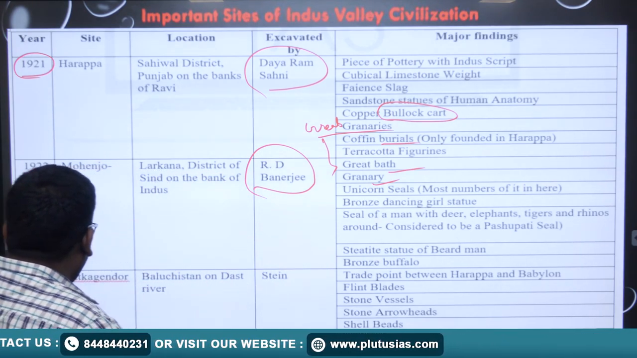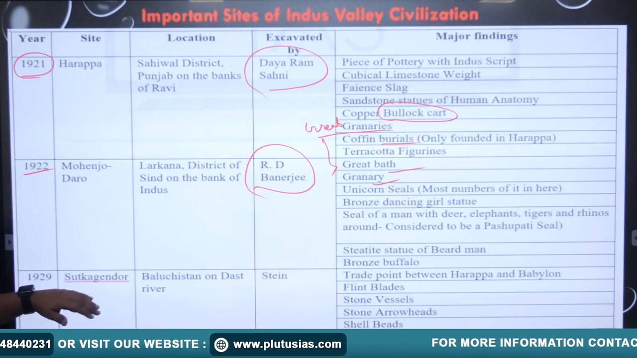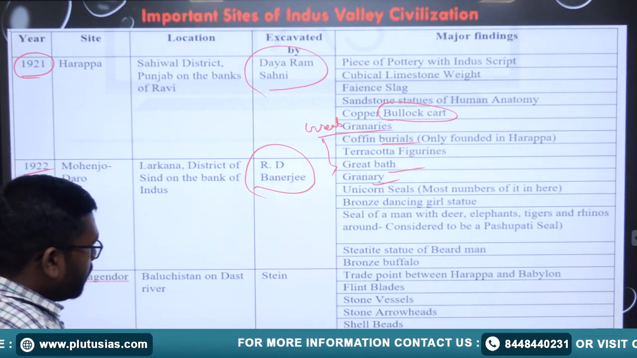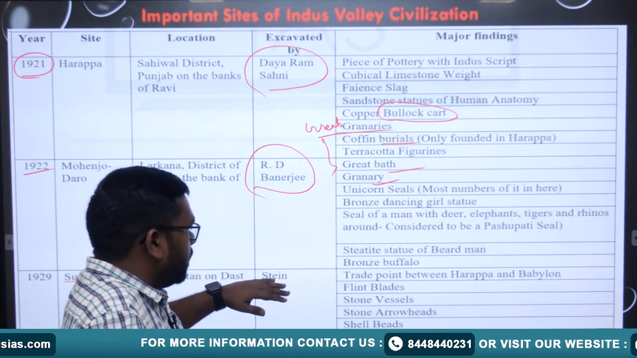If you go further to the other side, especially Sutkagen Dor, which is found in the Balochistan region, it was discovered by Stein.